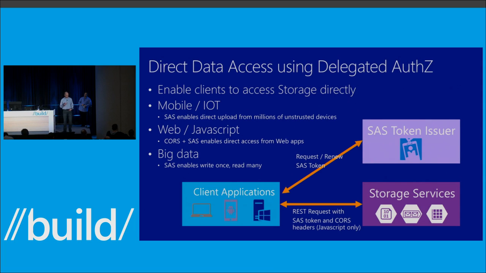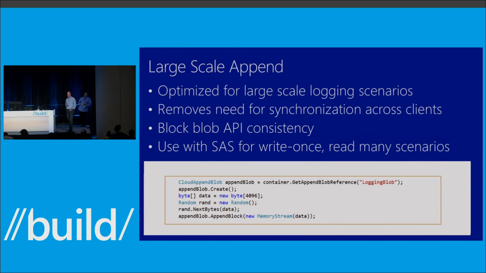It's also suitable for untrusted devices, obviously. Also good for web and JavaScript scenarios. We have CORS support. CORS with the SAS token enables web pages to access storage directly. Also good for big data scenarios. You can issue a token that only has the ability to write and read, not delete. So it's useful for logging, auditing, those sorts of things. Speaking of big data, one of the challenges we see a lot is the ability to log large amounts of data very quickly.